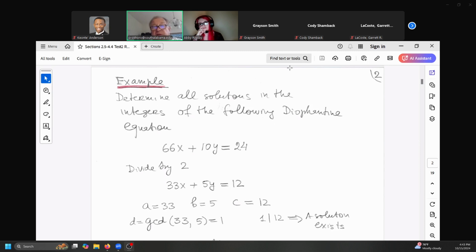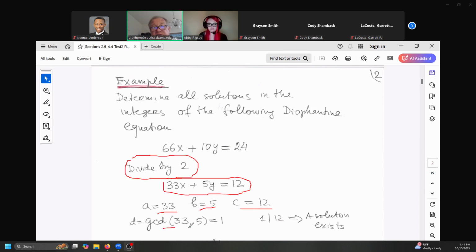So instead of writing a equals 66, b equals 10, and c equals 24, I will simplify this expression. This is the idea: if it's possible, simplify immediately, and you'll get d equals 1. If we have a solution, then we can divide by 2. What we'll get is 33x plus 5y equals 12. Now a is 33, b is 5, c is 12. What is the greatest common divisor of 33 and 5? What can we see?